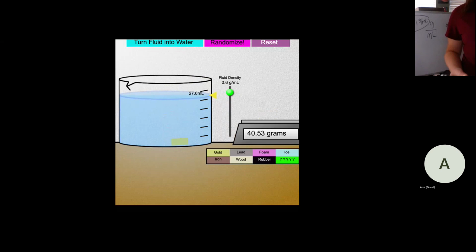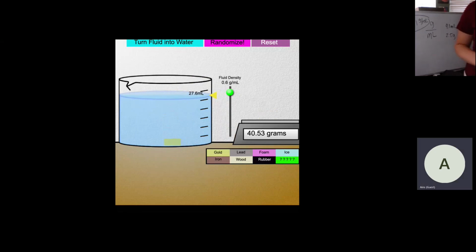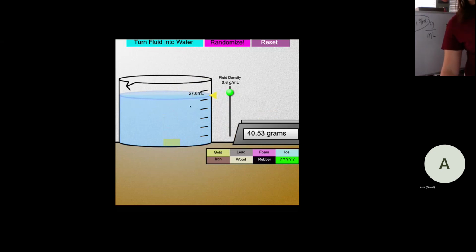So the gold sunk. So we can find its volume, but we can also kind of predict what its density is going to be. It sunk when it was in this 0.6 gram per milliliter fluid. So we know our gold is automatically more dense than 0.6, right? So it was 25.5, and 27.6 minus 25.5. So I got that my gold has a volume of 2.1.